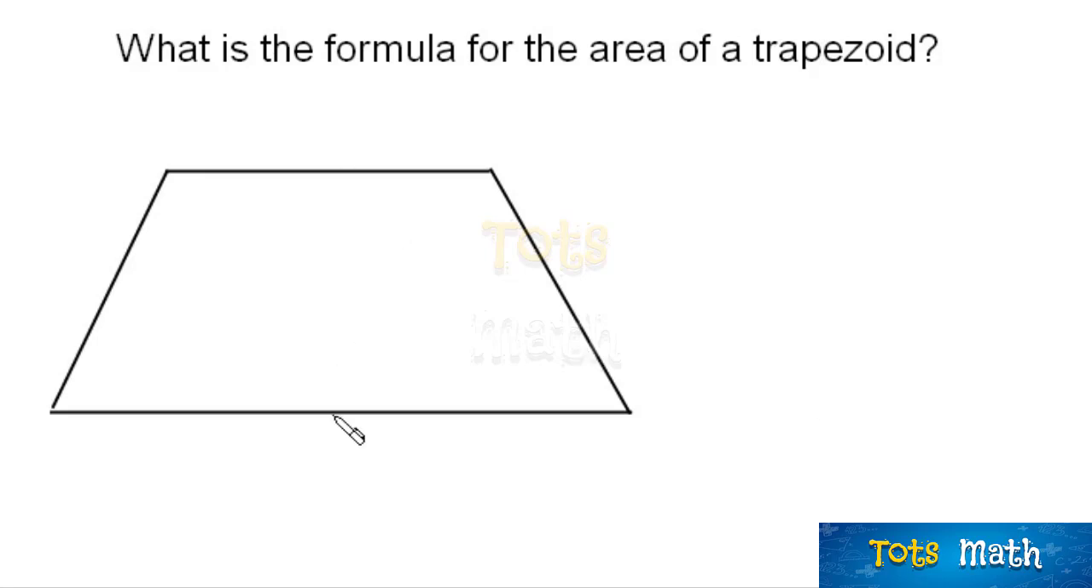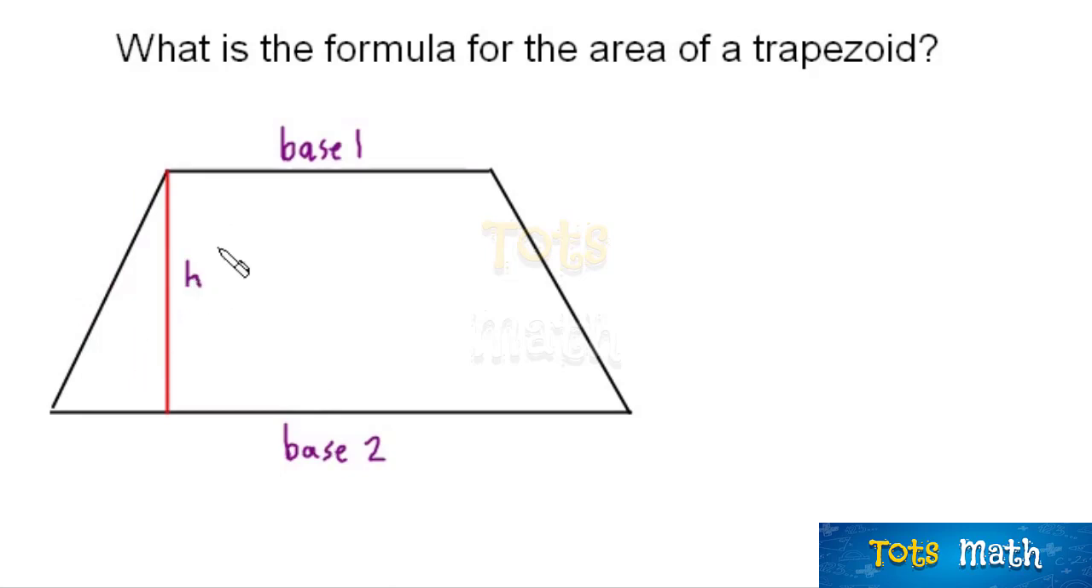There's a special name for the sides that are parallel to each other, and they're called the bases of the trapezoid. So we can call this side base 1 and this side base 2. The distance between the two bases is the height of the trapezoid. So let's show the height. And we can label it h for height.